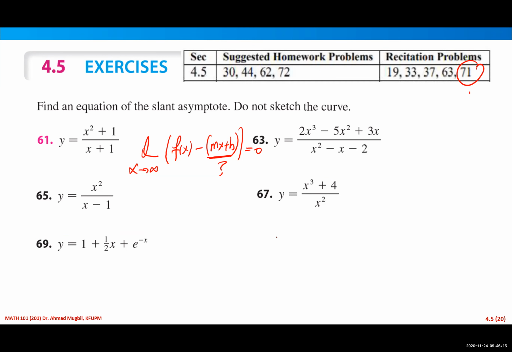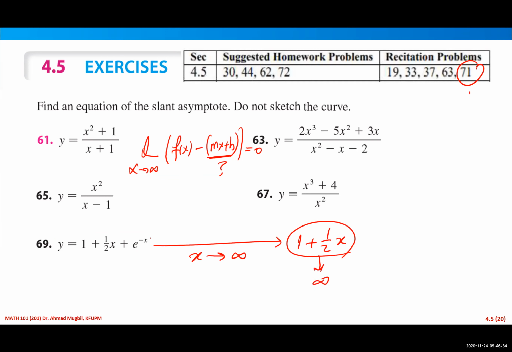Now when x goes to infinity or negative infinity, let's focus on infinity. This will behave like that. Like what? Of course, this will be 1 plus 1 over 2x. Of course, this will go to infinity.